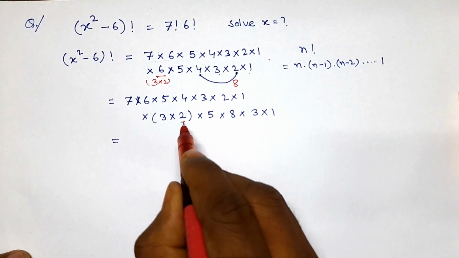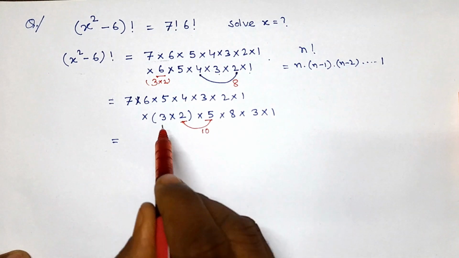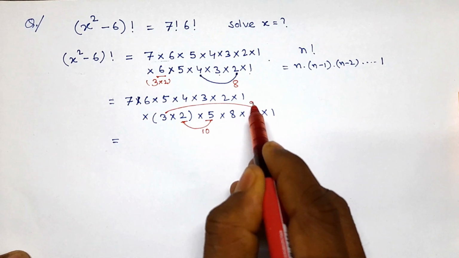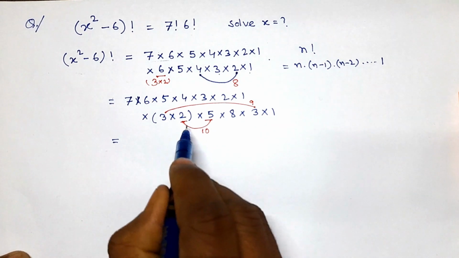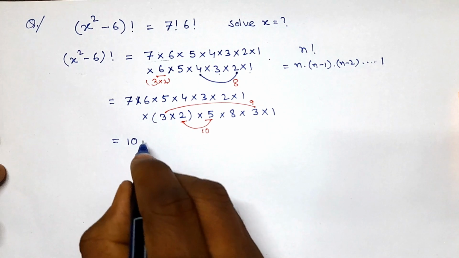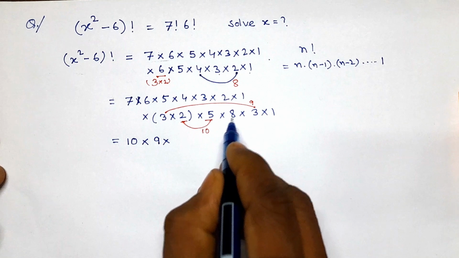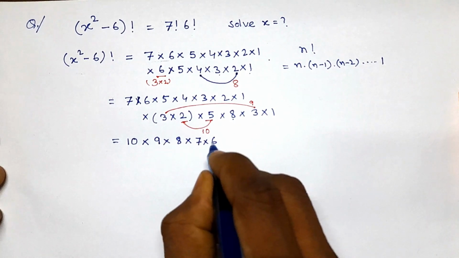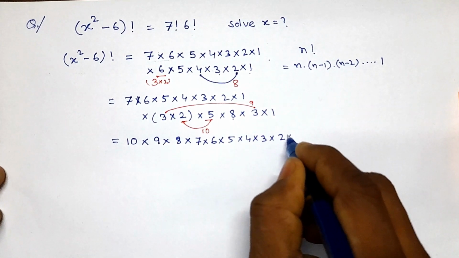Now this 2 and 5 can be multiplied to make 10, and this 3 and this 3 can be multiplied to make 9. So we will write the next step accordingly. This 2 and 5 multiplied to 10, then 3 × 3 will be 9. Here is 8, that we will write, multiplied by 7, 6, 5 × 4 × 3 × 2 × 1.